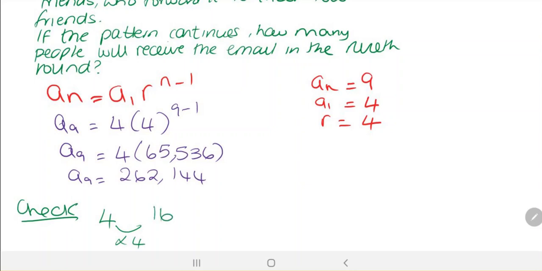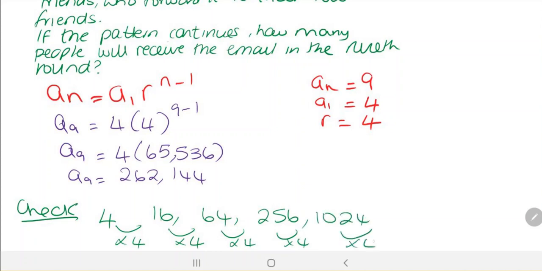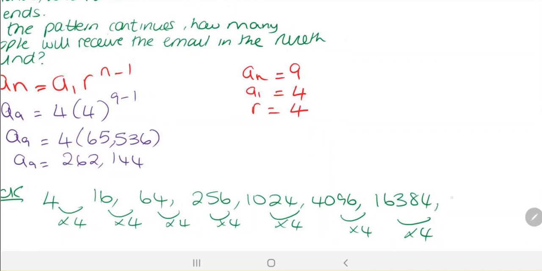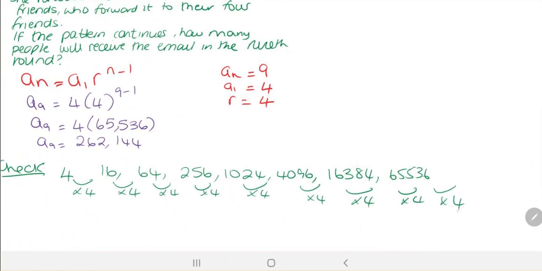And just to check, if we write everything out and multiply by 4, 4 times 4 is 16, multiply by 4, this is 64, multiply by 4 is 256, multiply that by 4, 1024, multiply this by 4, 4096, multiply this by 4, 16384, and multiply this by 4, 65536, and finally multiply this by 4, and we have 262,144, which is our value.